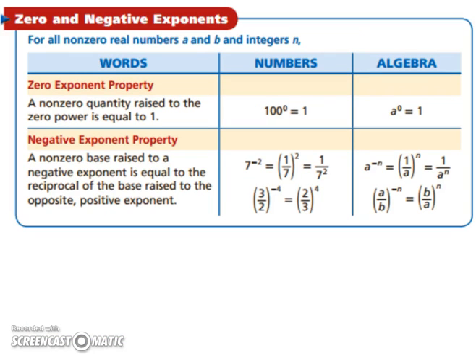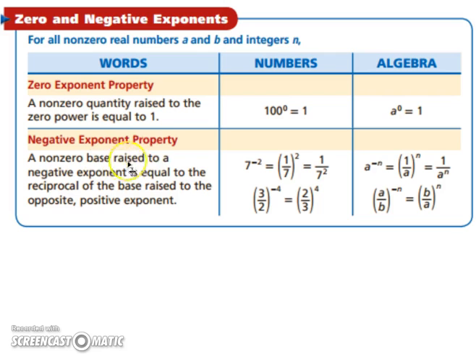Let's look at zero and negative exponents. The zero exponent property. A non-zero quantity raised to the 0 power is equal to 1. It doesn't matter what number you pick. 100 to the 0 power is 1. 4 billion to the 0 power is 1. Doesn't matter what number you pick. If it's to the 0 power, the answer is going to be 1.